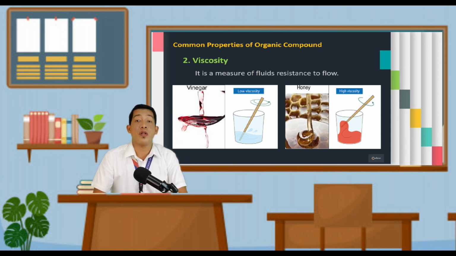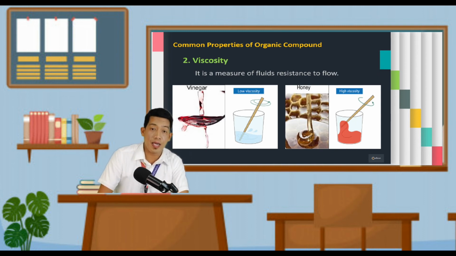Remember, if the liquid organic compound flows easily, it is said to have a low viscosity or less viscous, while a liquid that flows slowly is considered to have high viscosity or more viscous. Okay, examples of liquid compounds that describe different viscosity. We have vinegar and honey.